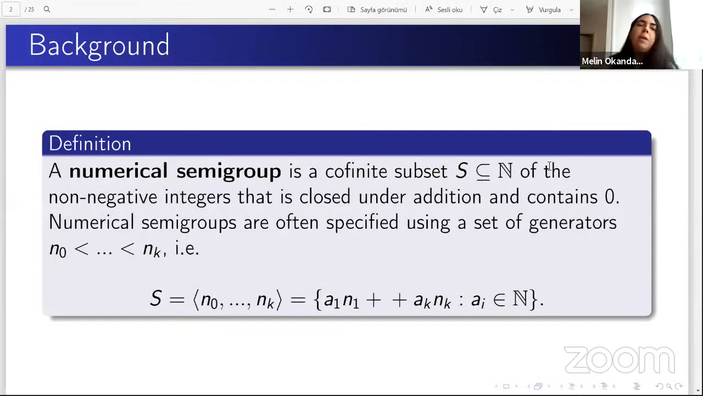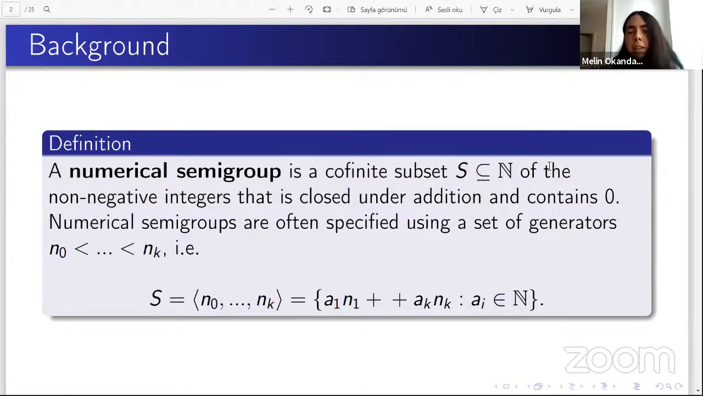Let's set up a certain background. The minimal presentations which are concerned are related to numerical semigroups. So at first we need to know what a numerical semigroup is. So let's start with defining it. A numerical semigroup is a cofinite subset of natural numbers such that it is closed under addition and it contains zero. So what does a cofinite subset mean?